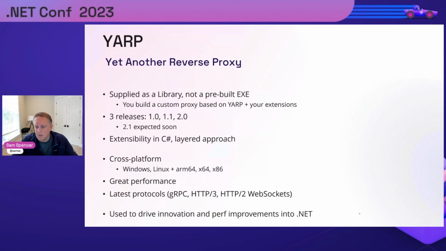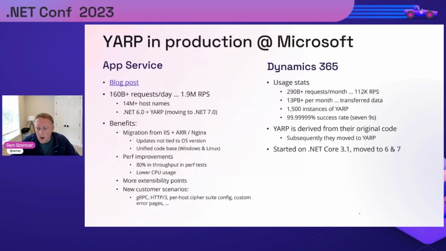We built YARP because we had internal teams who needed it, but we also then realized from a .NET team perspective that this is a really great scenario to drive improvements, particularly around end-to-end performance, because it uses our whole networking stack. So we use YARP as an internal test bed to ensure that our platform can meet the needs of both internal and external customers. YARP is used by a number of internal teams and external customers, such as yourselves.